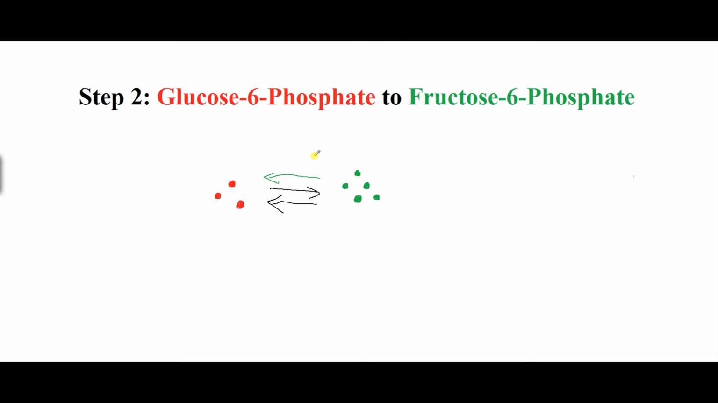It's a terrible arrow, but let's continue anyways. The reaction will then move in the reverse towards the creation of more glucose 6-phosphate. Now you might be wondering, why in the world would glycolysis then move in the reverse?